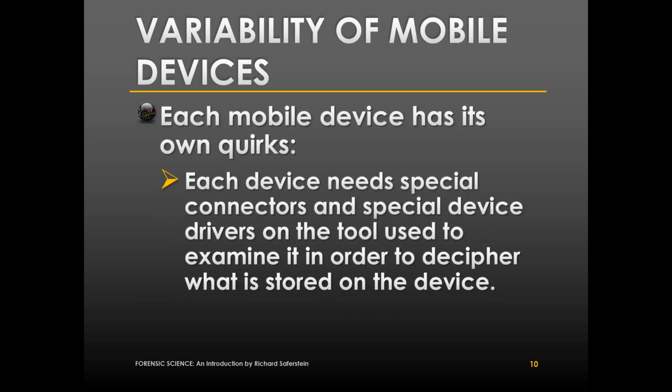Each mobile device does have its own quirks. Each device needs special connectors and special device drivers on the tools used to examine it in order to decipher what is stored on the device. So while most computers are pretty similar to each other as far as how you would analyze them, when it comes to analyzing mobile devices, they have to have a lot more tools at their disposal because you would not analyze your iPhone the same way you would analyze my Galaxy.